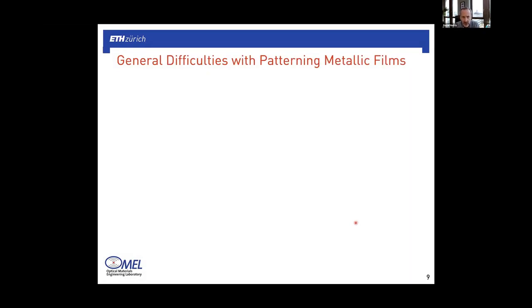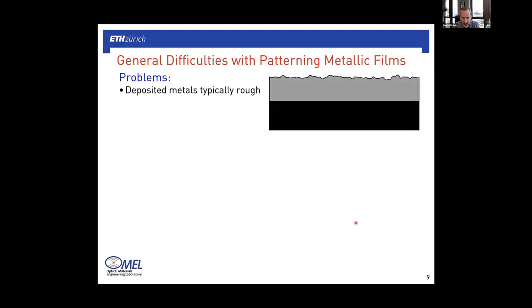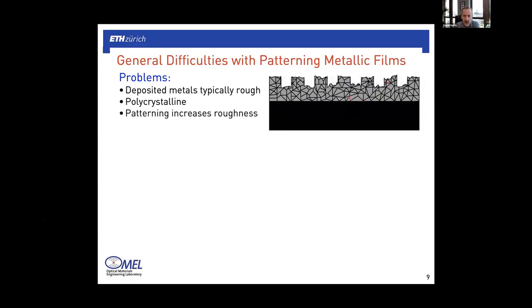But there are several problems with that kind of ideal scenario that I just mentioned. First of all is that when you deposit metals, they're typically rough. So a silver film, when you deposit it, usually has a roughness of a few nanometers, which may not sound like a lot, but when you have surface plasmons living right here at the interface, this can be quite detrimental. The deposited metal films are also polycrystalline, which by itself is not an issue, but then when you go to etch or pattern such a film, all the grains have slightly different orientation and they etch at different rates. And so patterning will actually increase the roughness because of the grain structure.